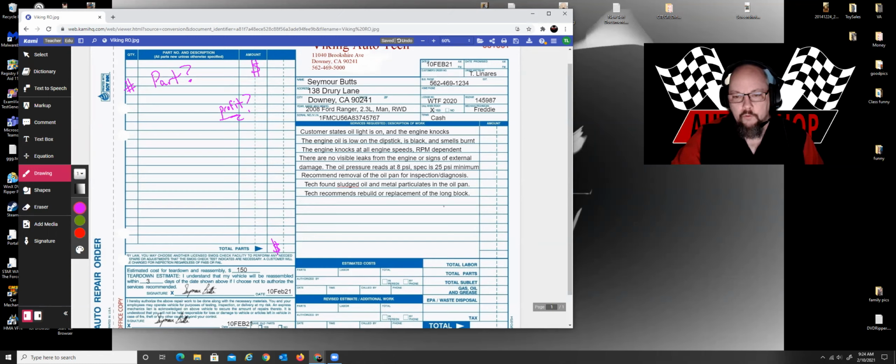Labor. You've got to figure out your labor costs. And you put that in the number of hours right here. And then we're going to have a shop labor rate of 100, so you multiply it by 100. And then you come up with your dollar figure over in this area. And that's going to get totaled right here.